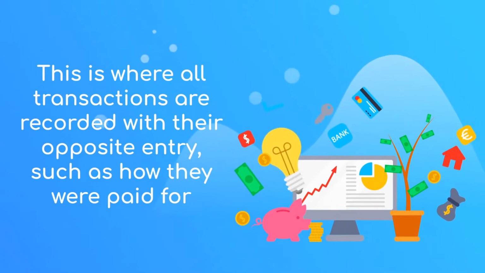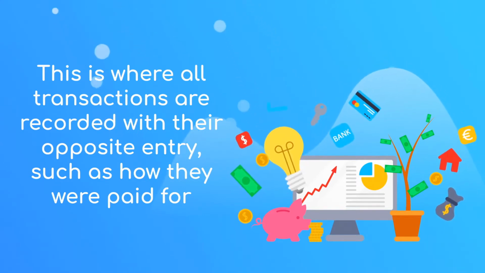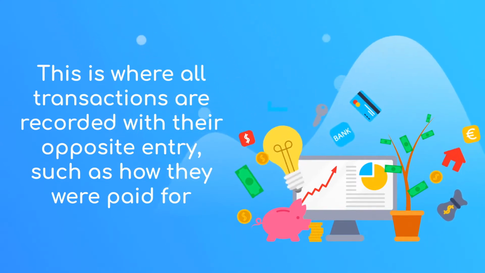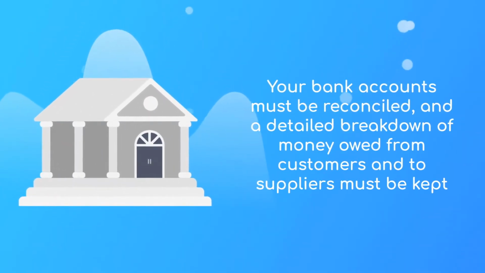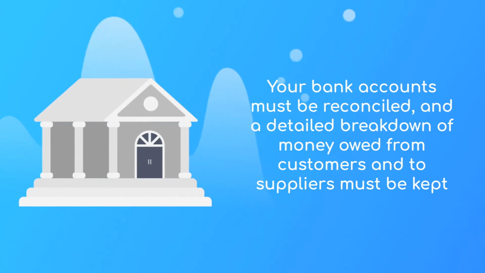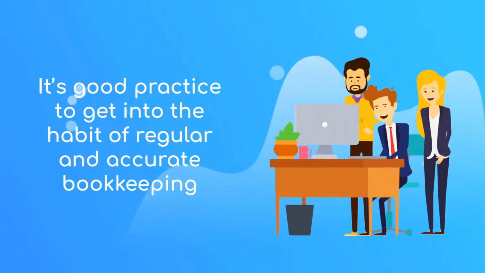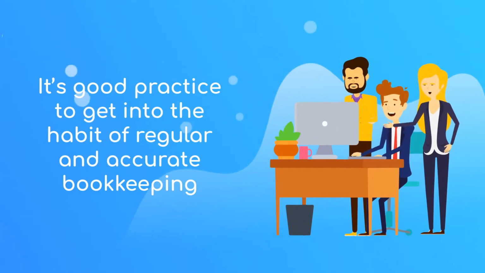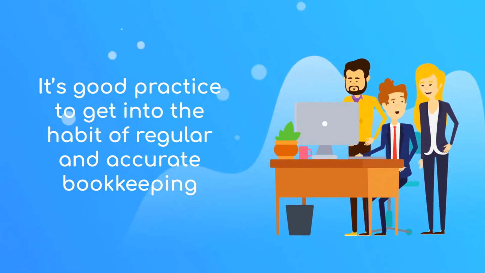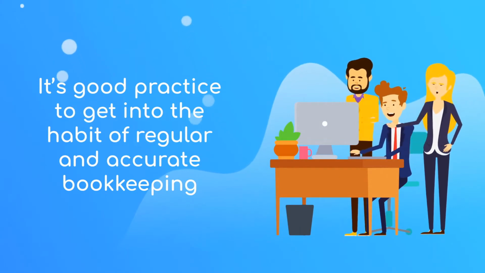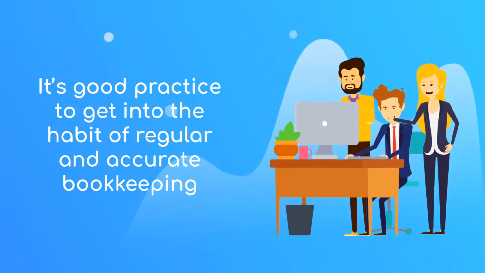For example, you'd record a supplier invoice that shows the expense, and the opposite entry would be the amount owed to the supplier. Your bank accounts must be reconciled, and a detailed breakdown of money owed from customers and to suppliers must be kept. It's good practice to get into the habit of regular and accurate bookkeeping. It allows you to have a comprehensive overview of your business's performance, so you can be quick to react to any potential cash flow problems.